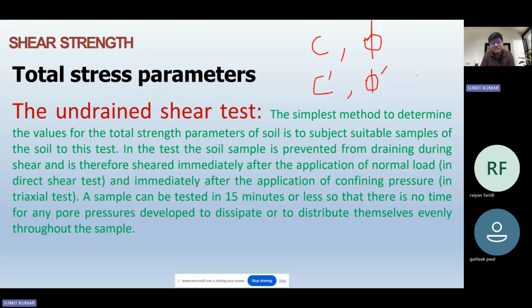So, in the undrained shear test, the simplest method to determine the values of the total strength parameters of soil is to subject a suitable sample of soil to this test. In the test, the soil sample is prevented from draining during the shear and is therefore sheared immediately after the application of normal load, like in the direct shear test, and immediately after the application of confining pressure in the triaxial test. A sample can be tested in 15 minutes or less, so that there is no time for any pore pressure developed to dissipate or to distribute itself entirely throughout the sample. So in this manner we perform the test and find the parameters.